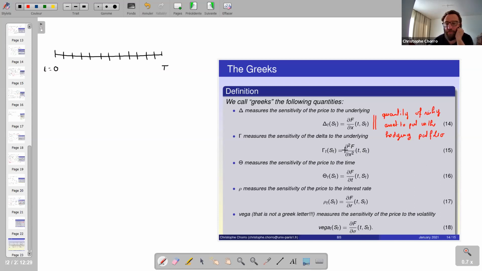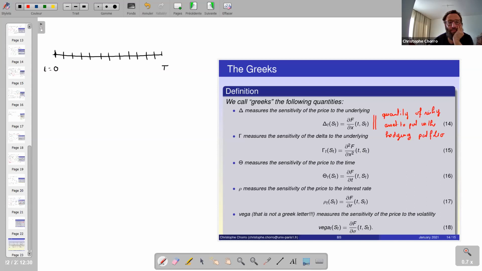It's the second derivative of the price function, so it's the derivative of the first derivative. Gamma measures the sensitivity of the delta to the variation of the risky asset, meaning it's the sensitivity of the quantity of risky asset to put in the hedging portfolio with respect to change in the underlying. So in practice, suppose that you are here.